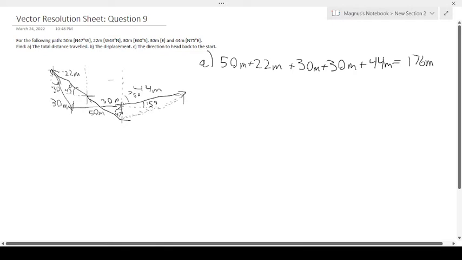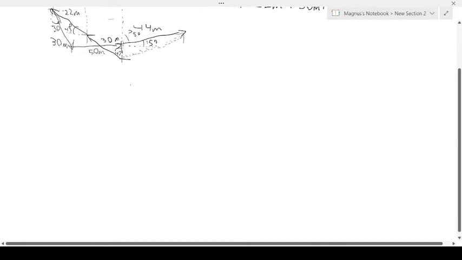Hopefully that's clear. Okay, so let's figure that out. I'm going to make this a little bigger than last time because last time it was kind of shoved in the corner. So I'm going to use the component vector method. I'm going to create a table. It's going to be my vector. This is going to be my y, and this is going to be my x.